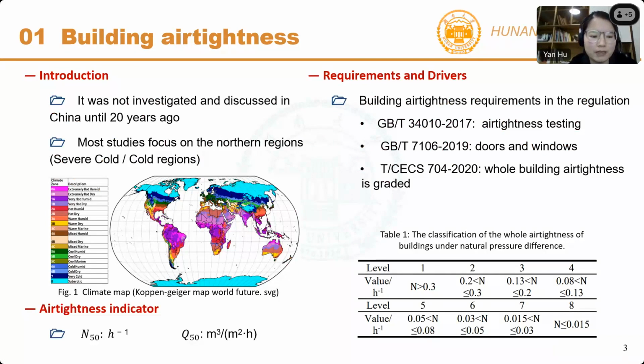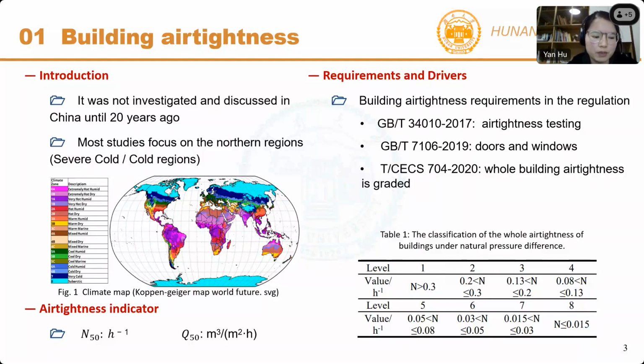It was not investigated and discussed in China until about 20 years ago, but with the increased requirement on building energy efficiency, the airtightness of building envelope has become an important concern to improve the quality of buildings. At present, most studies on building airtightness are concentrated in the northern part of China, primarily characterized by the severe cold and cold climate.